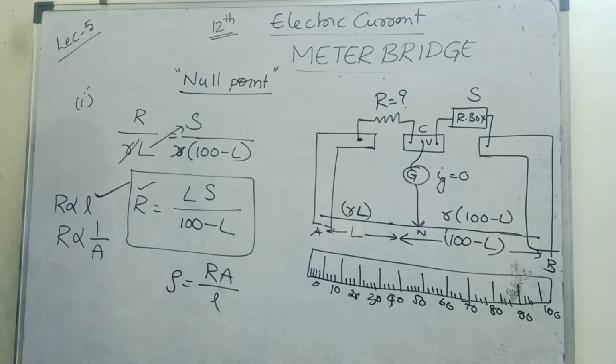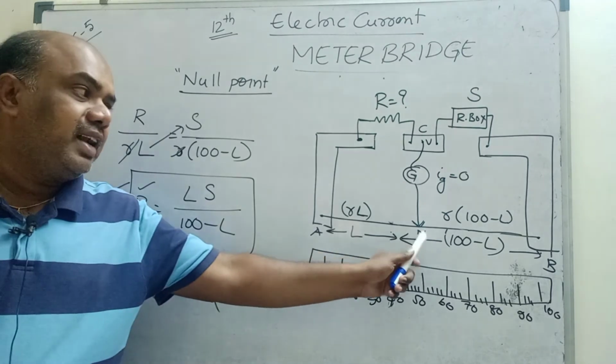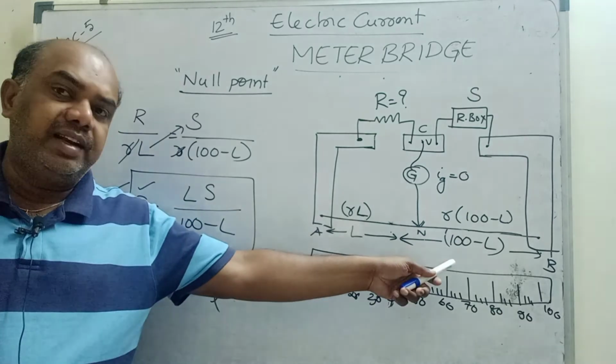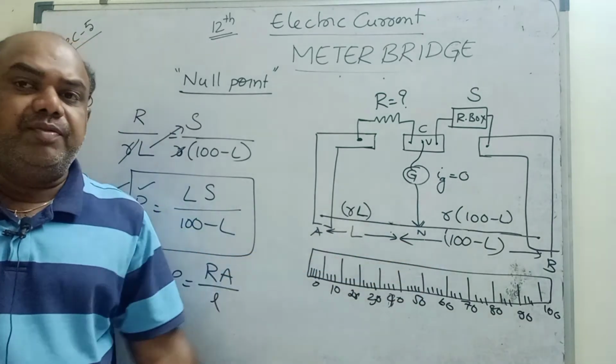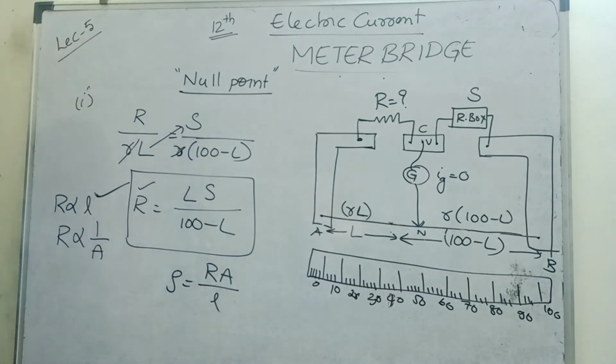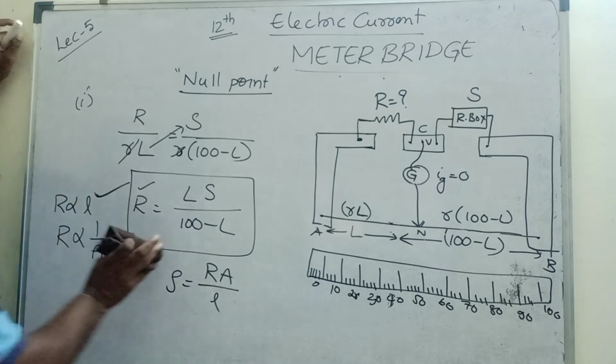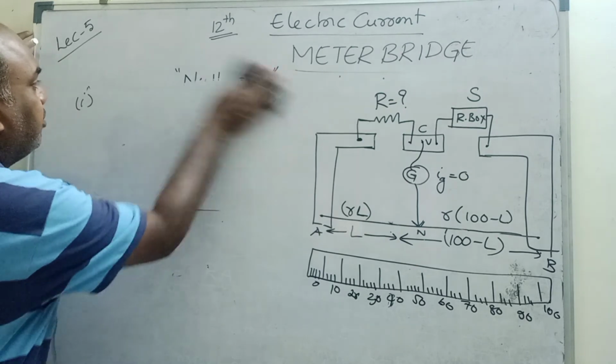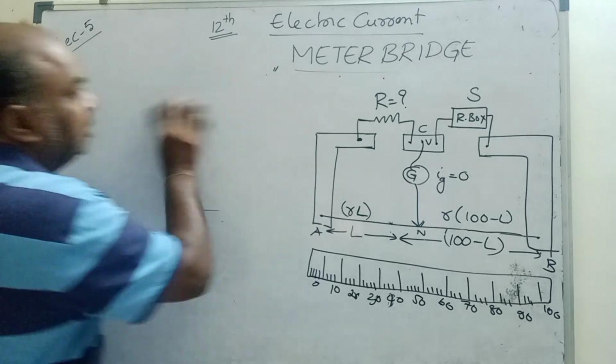When the meter bridge is sensitive, it means the null point is exactly at 50 centimeter, and this total length is 100 centimeter. If the null point is at 50 centimeter, then the instrument is very sensitive. This is what a meter bridge is. With the help of a meter bridge, we can find resistance, specific resistance, and also the loss of resistance. Right.